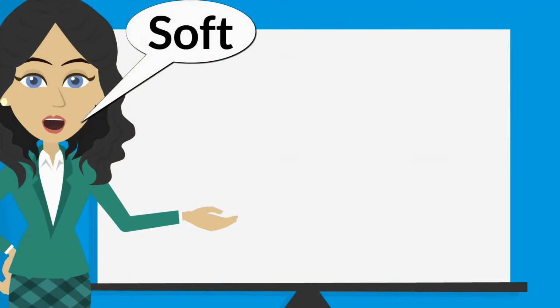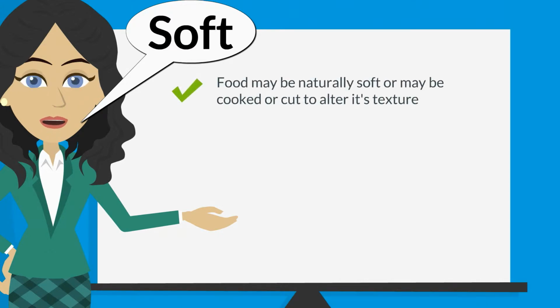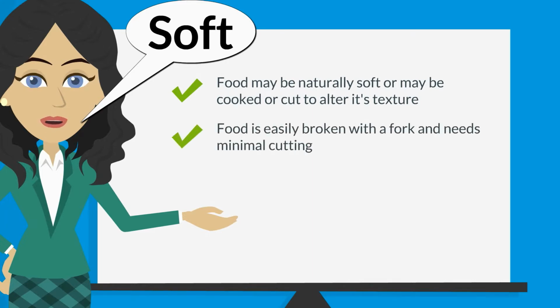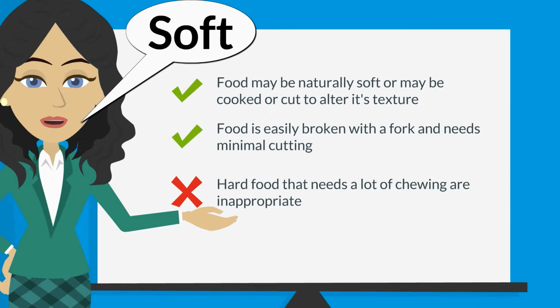There are currently 3 levels of texture modified diets. Let's have a look at soft first. On the soft diet, food may be naturally soft or may be cooked or cut to alter its texture. Food should be easily broken with a fork and it should require minimal cutting. On the soft diet, hard foods that need a lot of chewing are inappropriate. There should be no fibrous fruits or vegetables, and there should be no grain bread.